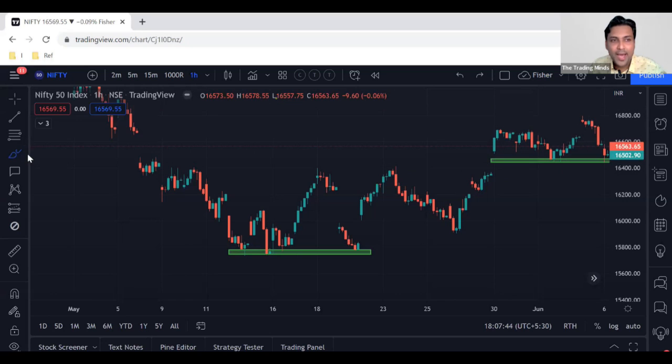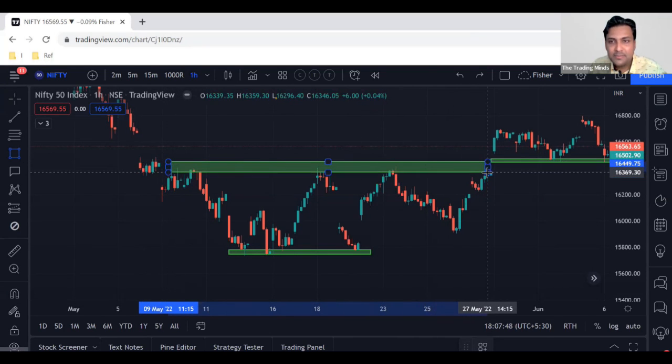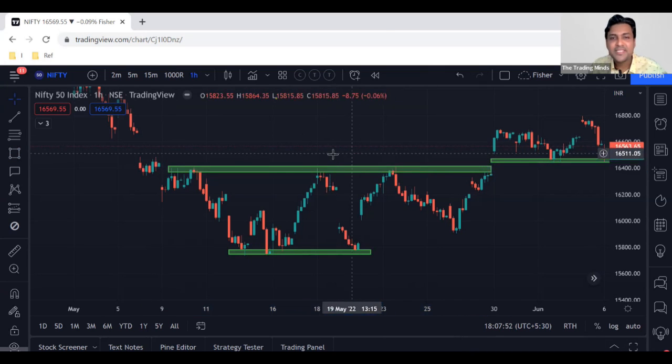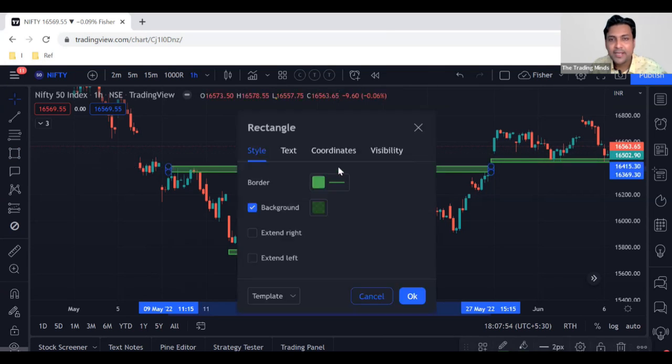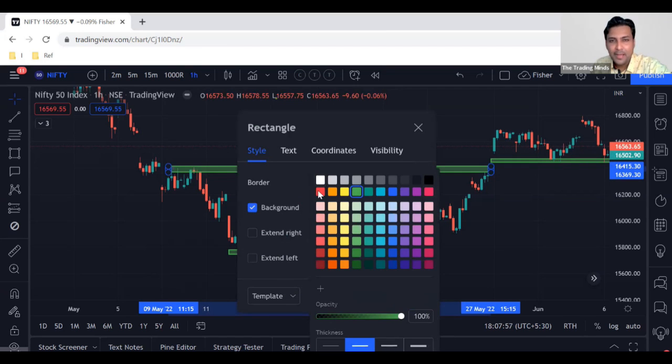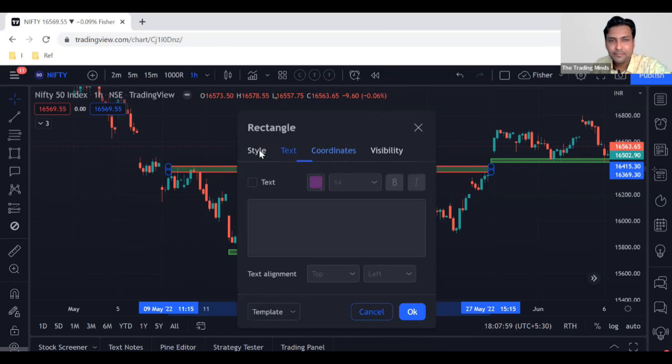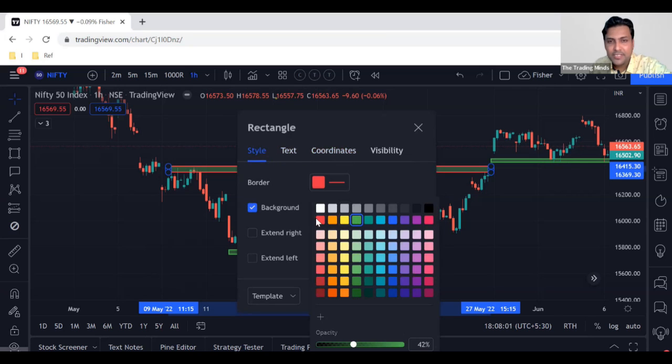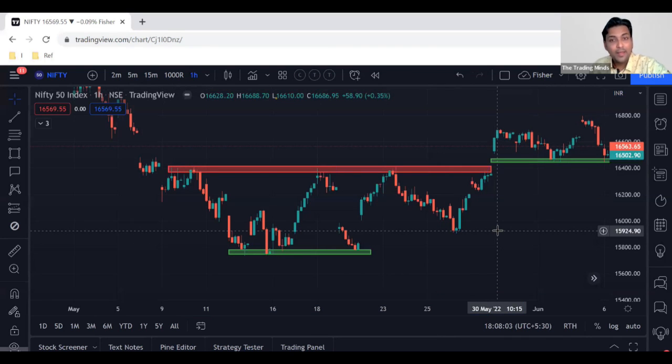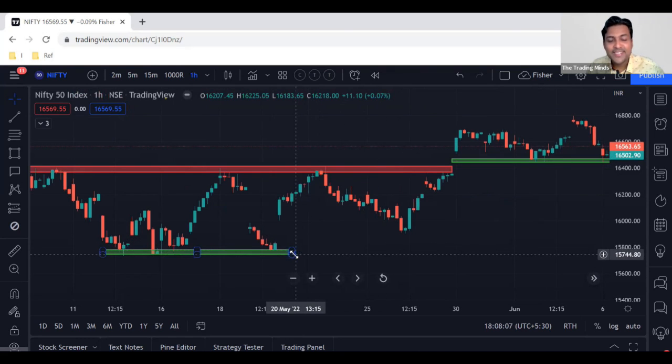So if I draw a rectangular box here, this is the area where maximum selling is coming in, meaning people want to sell from this area. I'll mark it in red color because selling is red. I mark it in red so that you'll understand this is a supply zone.